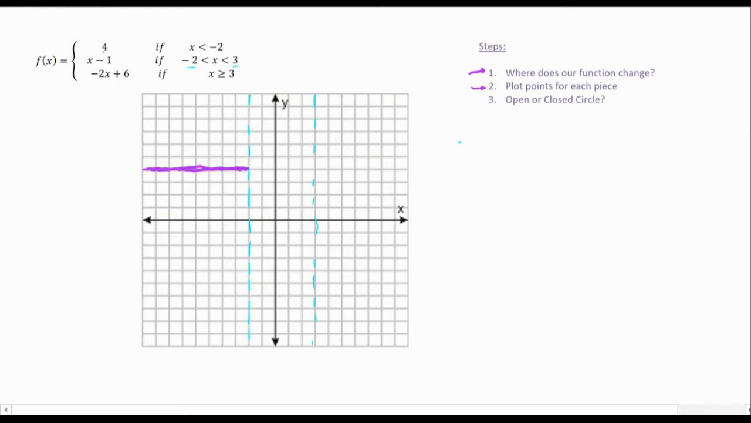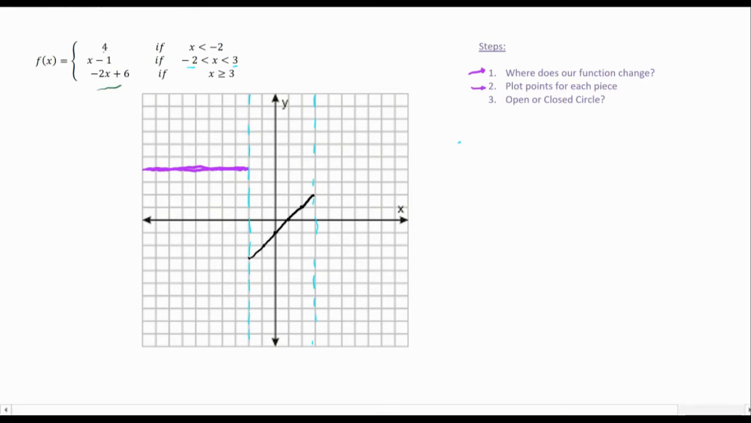Now, the second one here is x minus 1. So, y-intercept of negative 1, slope of 1. I'm only going to graph this in the second section that I've created. So it looks like this.